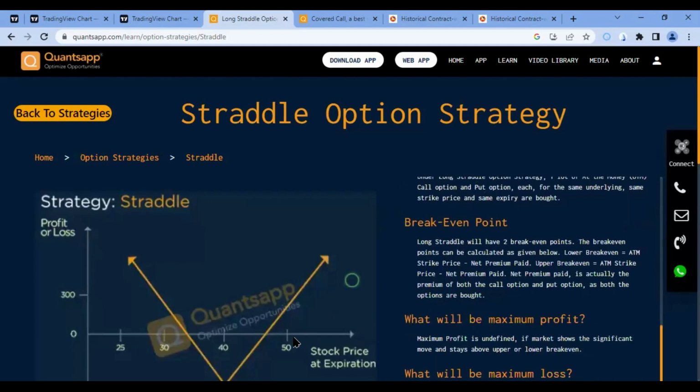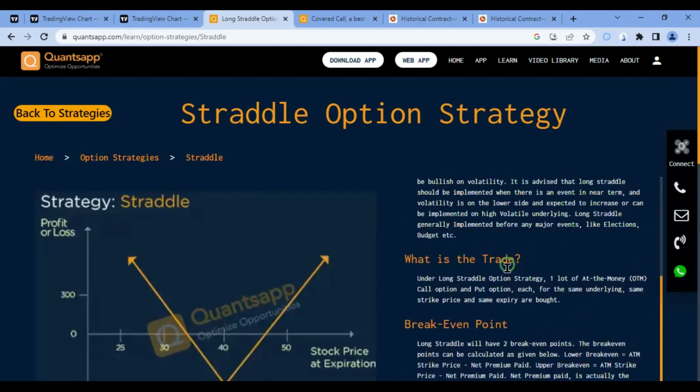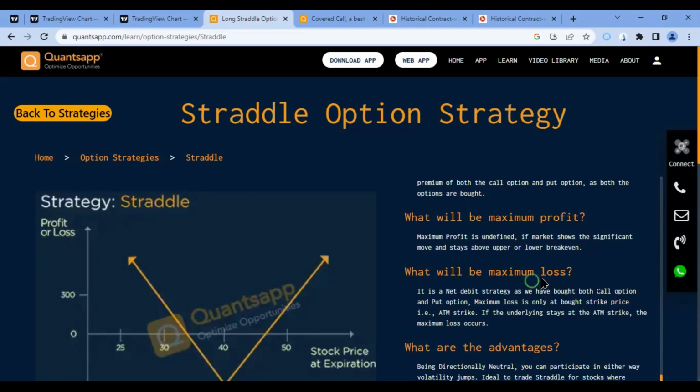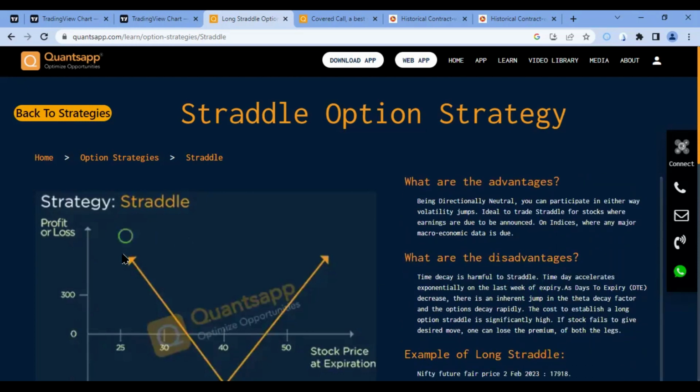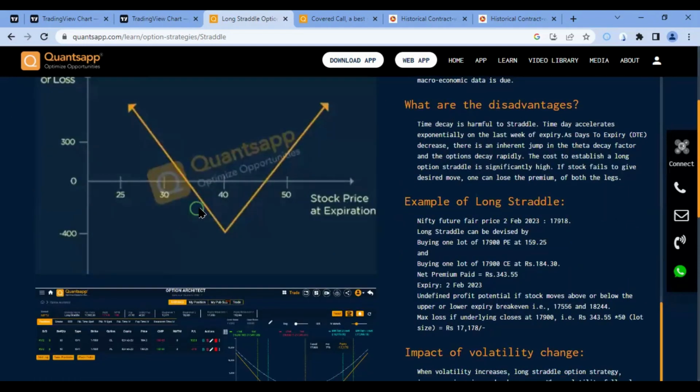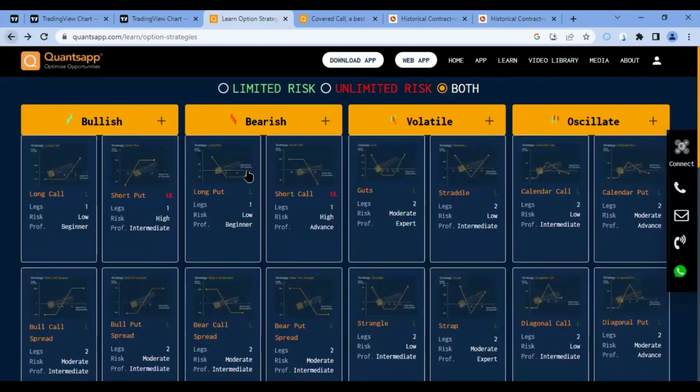Here you can see how the trade is made, what the break-even point is, what the profit and maximum loss are, and what the advantages and disadvantages are. You can check the option diagram as well. This site is useful if you want to understand the different market conditions: volatile market conditions, where the price will go up and down very fast; bearish market, completely going down; bullish market, trending upside; and oscillate means sideways market.